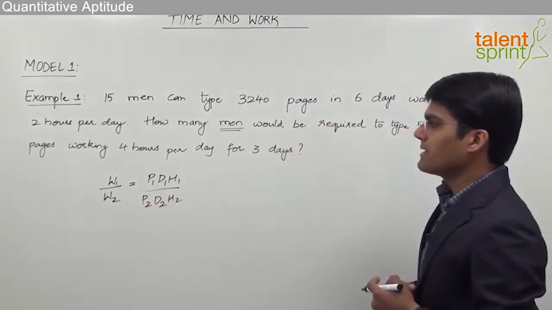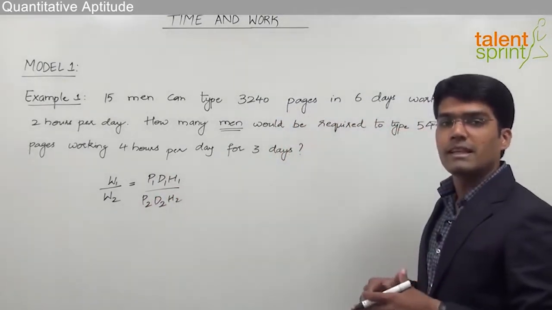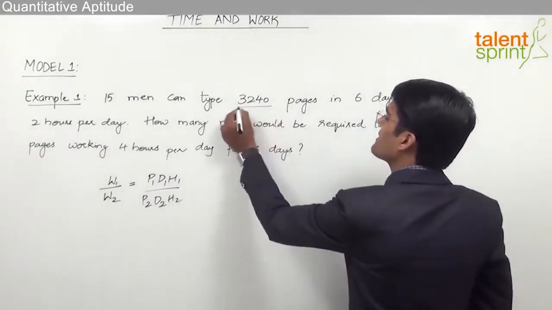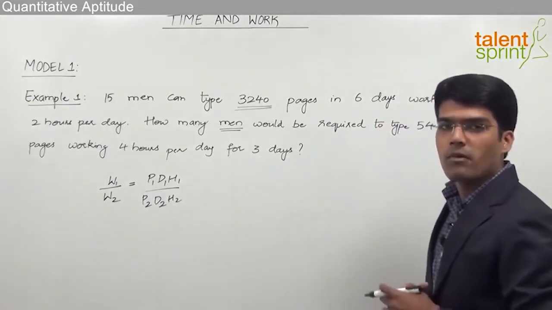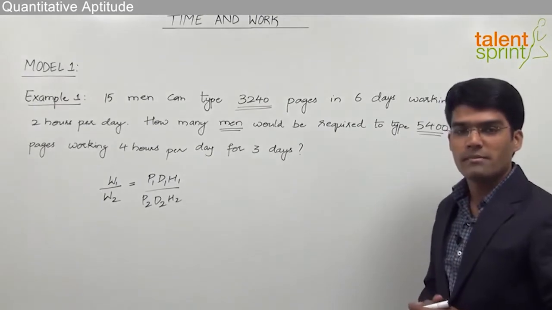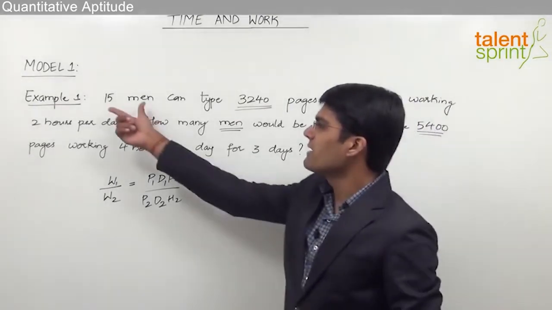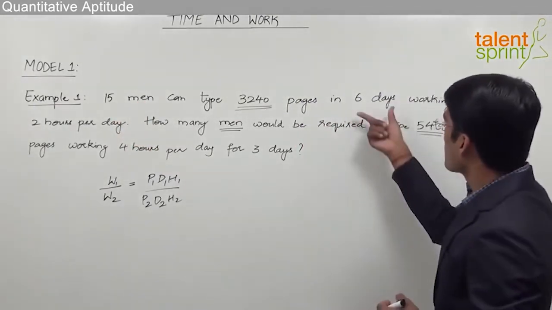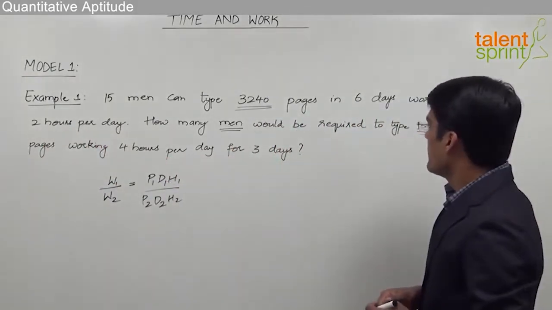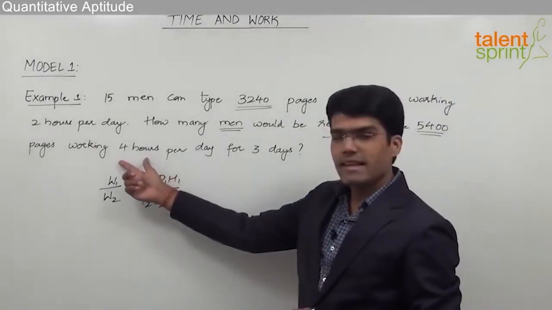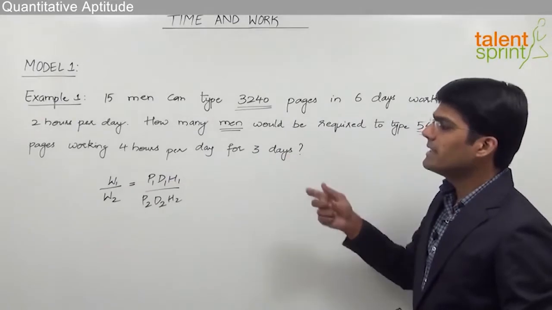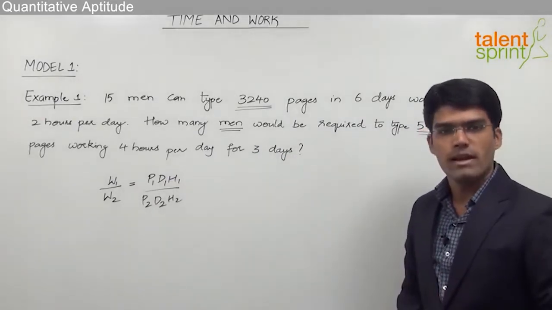Now, as we can see from the question here, the work here is nothing but typing the number of pages. So we can say that the work in the first case is 3240 pages, and the work in the second case here is 5400 pages. The number of persons in the first case is 15, number of days is 6 and number of hours per day is 2. The number of hours per day in the second case is 4 and number of days will be 3. So by substituting these values in this equation, we can get the required answer.